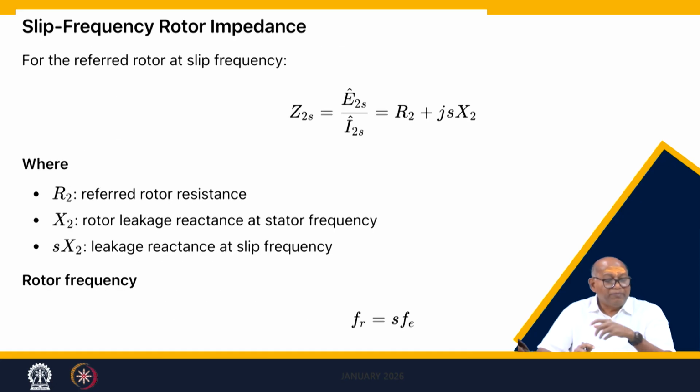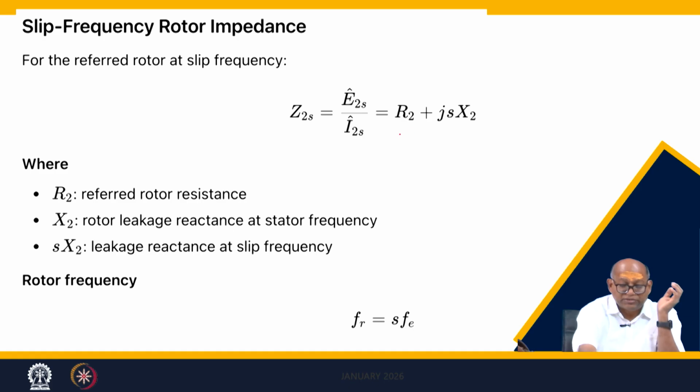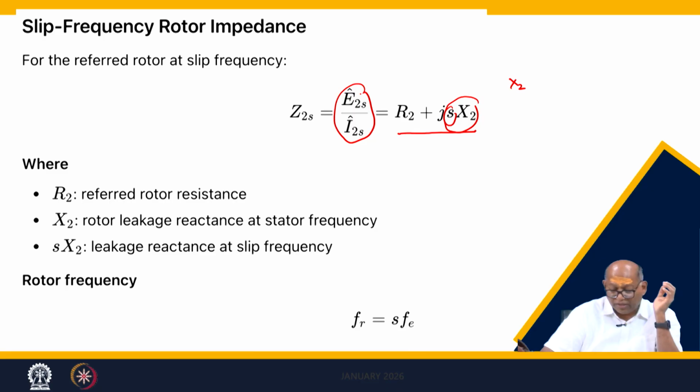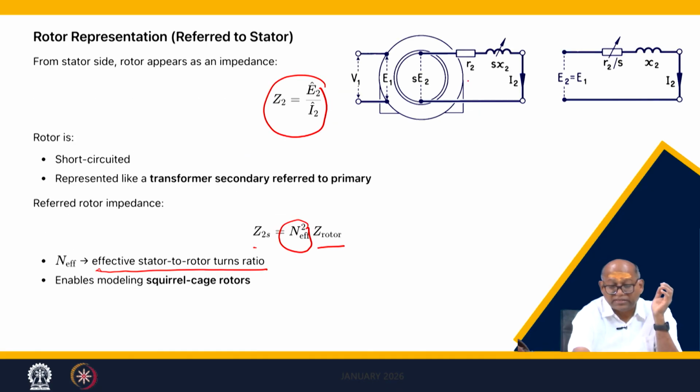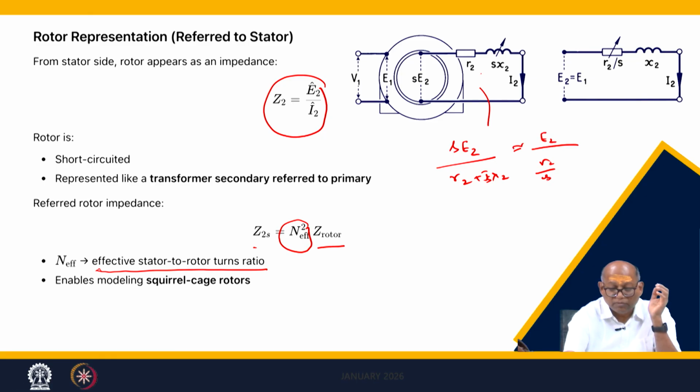If you look at the slip frequency rotor impedance, you have already discussed this, that means this is at slip frequency. The impedance is x2 when slip is 1, at any slip this. If you look at this expression, S E2 by R2 plus j x2 into S. So, this S is divided, that is why you get E2 by R2 by S plus j x2. This expression is equal to the other, but the frequency of both of them is physically different.